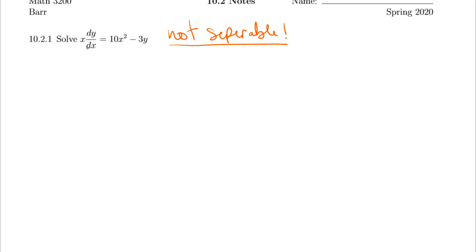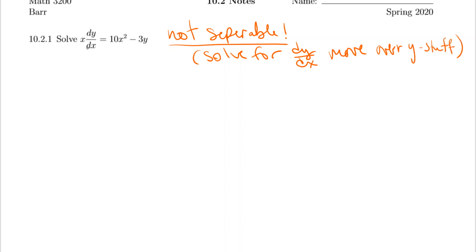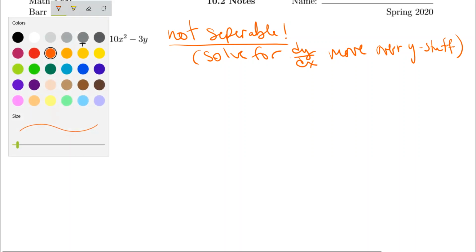Well, we're going to use a strategy today called integrating factors, and it's a little strange. So the first thing I'm going to do is adjust this a little bit because I really want to get the dy dx by itself as I can and move as much of the y junk over as I can. So I'm going to solve for dy dx and move over any terms with y. So move over y stuff. And these are part of the steps to this strategy, and you'll see how this works. It's a little strange.